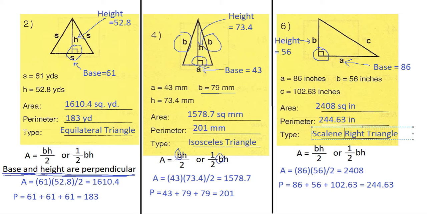So I'm hoping that gives you a good start on this worksheet and finding the area for triangles. Perimeter should be pretty easy, but area, we've got a new formula there. Just keep in mind, again, we want that base and the height to be perpendicular. You're looking for that 90 degrees for your base and your height always. So the height might not be one of the sides. Number 2, the height was not a side of the triangle. Number 4, the height was not a side of the triangle. Number 6, the height was a side of the triangle because it was a right triangle.